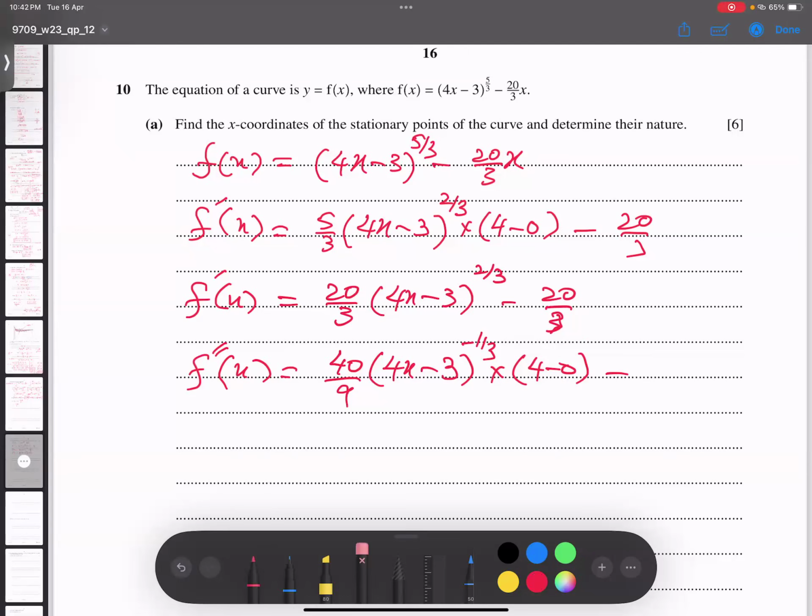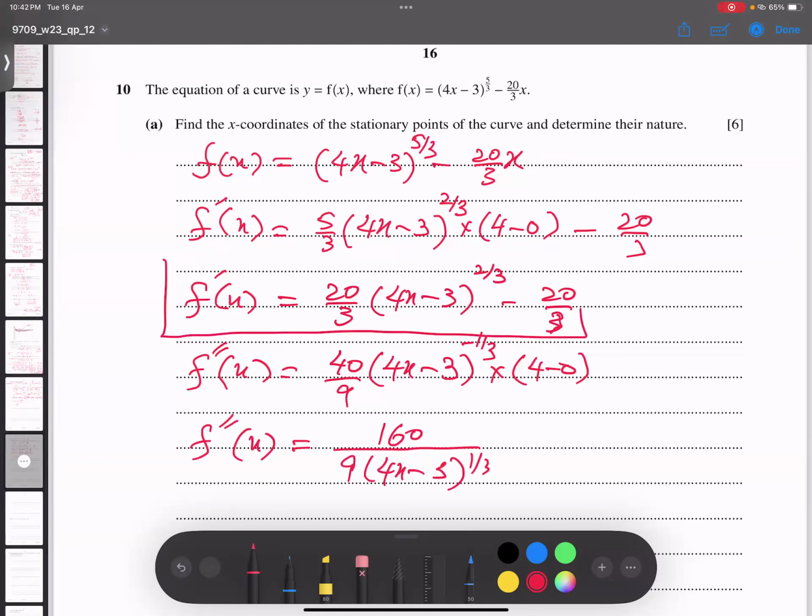I think you got the point clear. So anyway, I got 160 by 9, and I make the change here, because this 160 over 9 times (4x minus 3) to the positive power 1 by 3. This is called the second derivative. So my first derivative is here, okay students, and the second derivative is here.